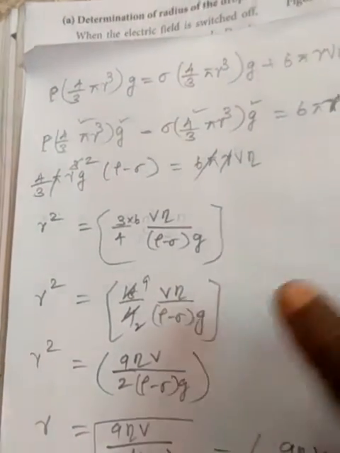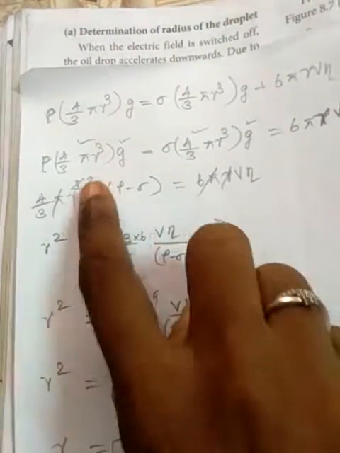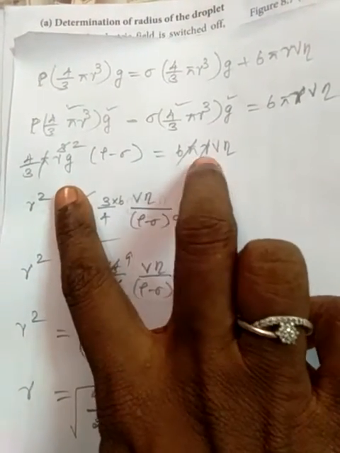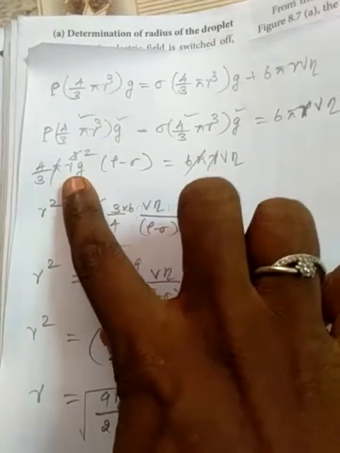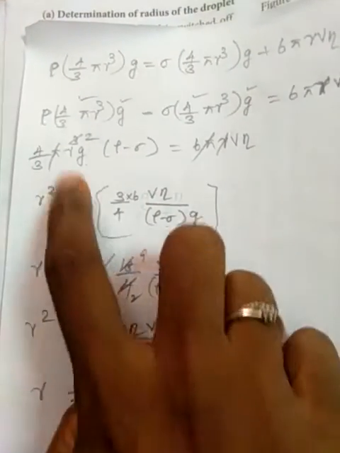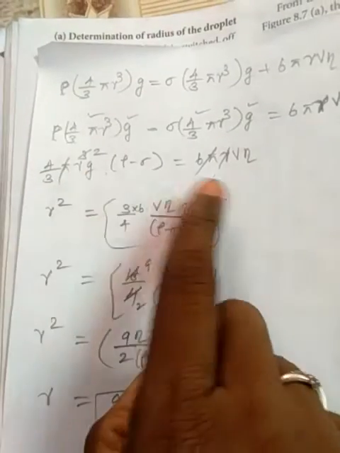Okay, now you see this, I have written the calculation. We are taking this side to that side, so it becomes minus. So 4 by 3 pi r cube and g, on both sides we are commonly taking that. So the balance here is (rho minus rho) equal to 6 pi r v eta. Here pi we have to cancel, and r cube cancels to give r squared. So r squared equal to, next we take the r squared value to find out the radius.